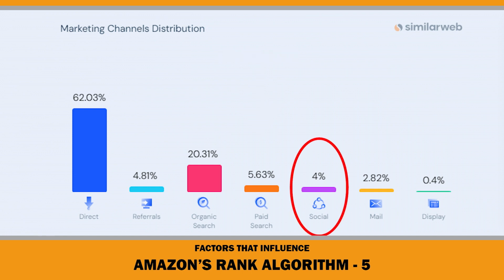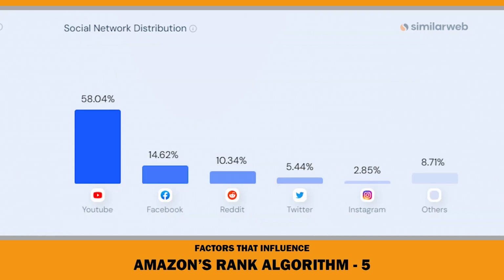4% of external traffic came from social media like YouTube, Facebook, Reddit, Twitter, Instagram, etc. If you check the below chart, Amazon.com gets most of its social media traffic from YouTube, followed by Facebook and Reddit. Seeing YouTube on the top of the chart was surprising for me because I thought that sellers or referrals use different social platforms like Instagram, Facebook, or TikTok for marketing their products.